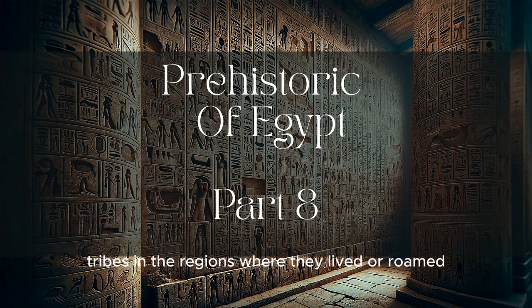Therefore, tribes in the regions where they lived or roamed began to realize the danger of famine due to the scarcity of game animals. They began raising less dangerous animals, such as bulls, sheep, goats, and pigs, to provide them with a supply of live meat. The tribes also began to cultivate nutritious grains, especially barley.